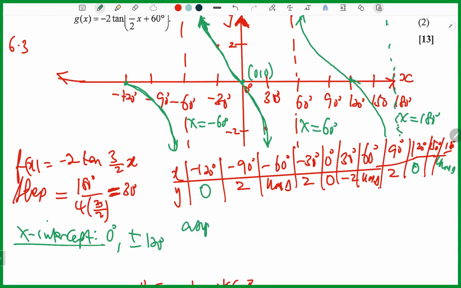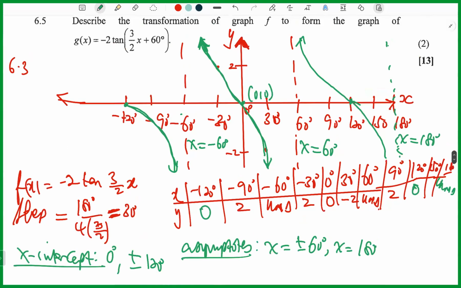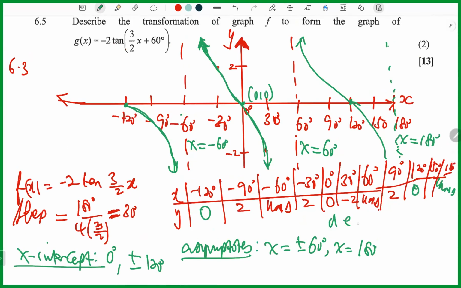The asymptotes are at plus or minus 60 and x equals 180. They're at minus 60 and also at 60. And then now there is also the negative shape. This shape is the negative shape of the tangent function. It's called the negative shape.